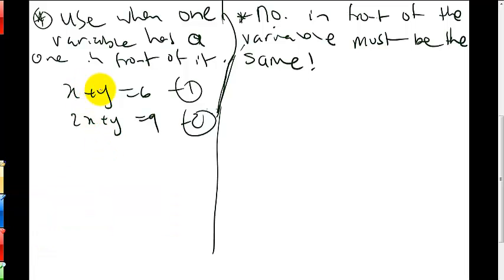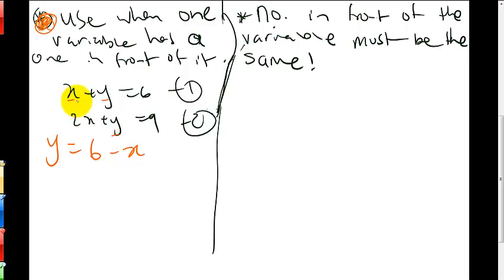If I want to make one of them the subject, the smartest choice is either to make this y, or this x. Why? Go look at this again. Okay, so I'm going to make y the subject from the first one, just because I can. Cool? So y is equal to 6 minus x.